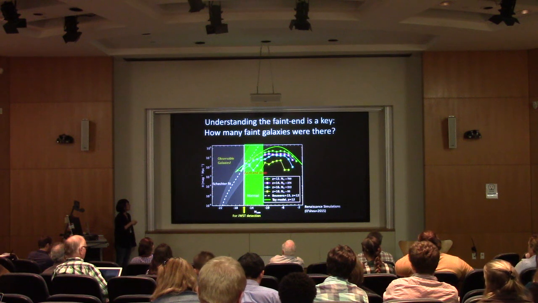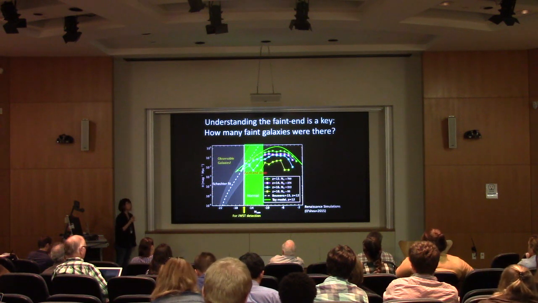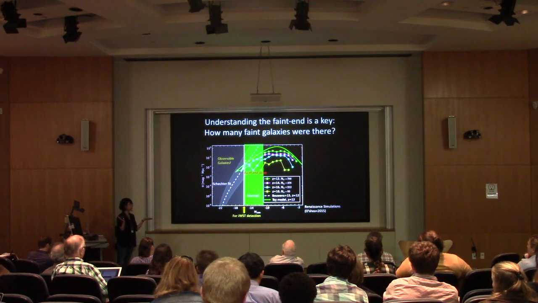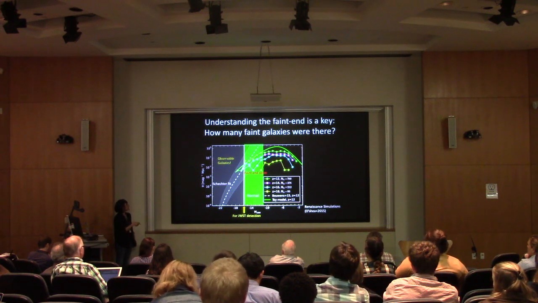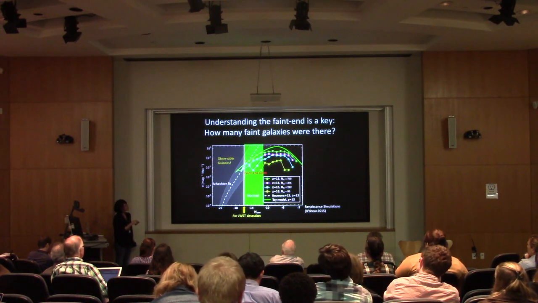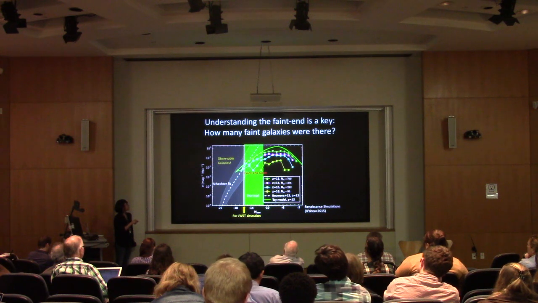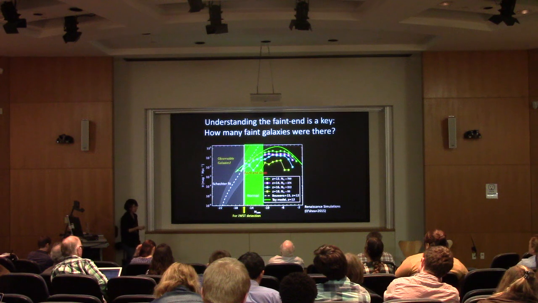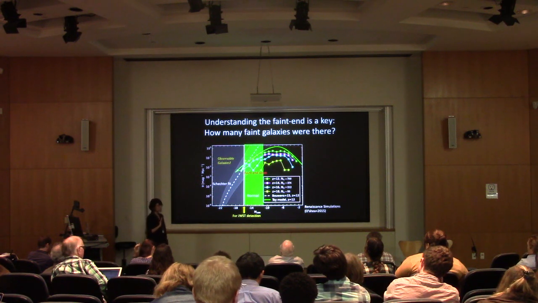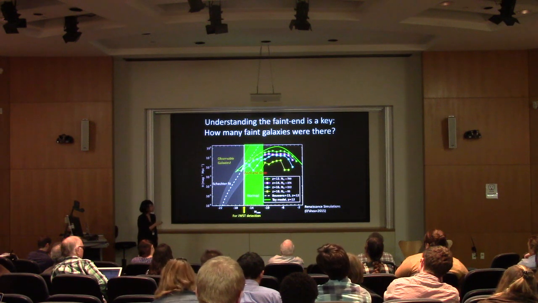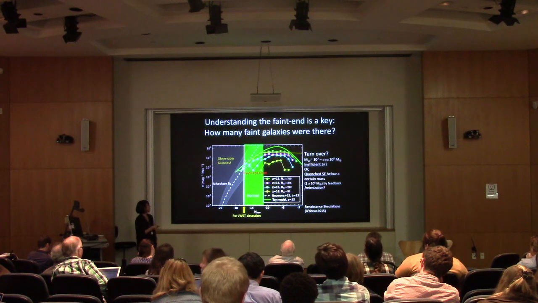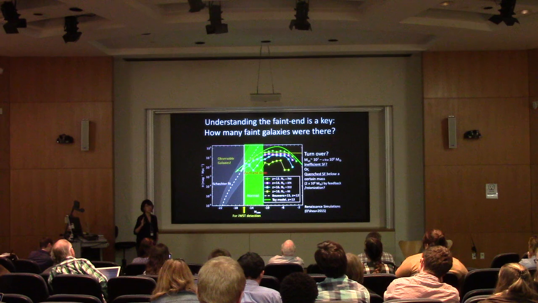So that predicts steep slopes, meaning that there were a lot of faint galaxies. But theories, like simulations, are predicting a flattening or even a turnover, meaning that fewer faint galaxies existed compared to what is inferred from observations. So if that is true, then what causes that turnover? Why were there fewer galaxies than we expected?